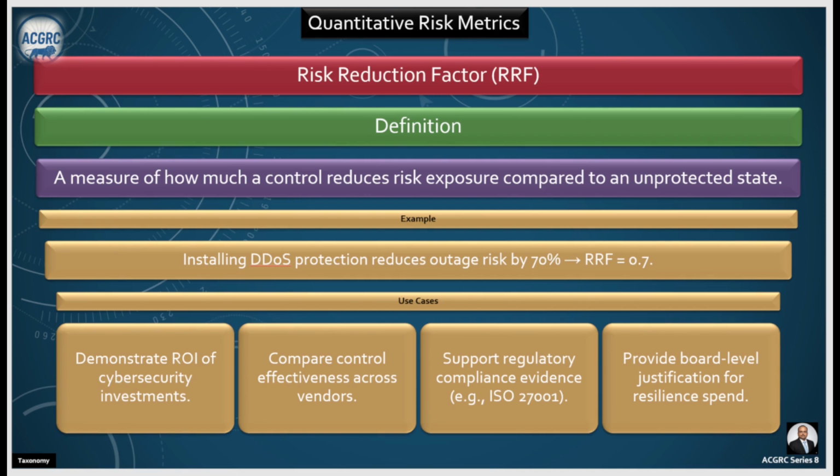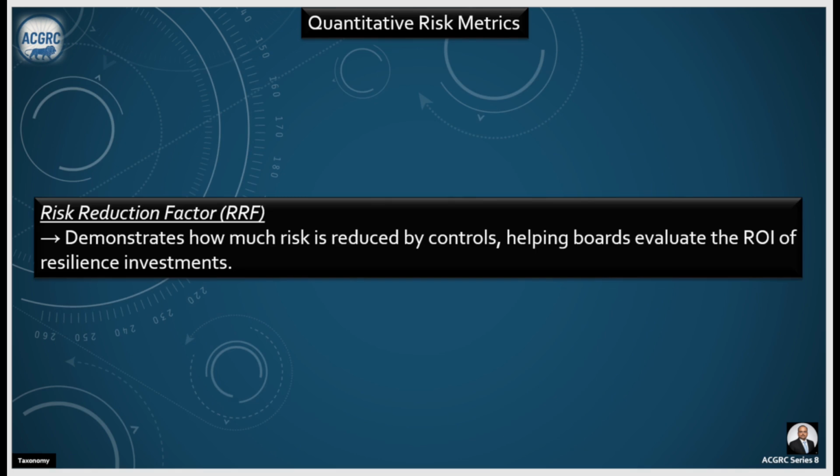RRF is used for demonstrating the return on investment of cybersecurity investment. It is used for comparing control effectiveness across vendors. It helps support regulatory compliance evidence and helps provide board level justification for resilience spending. So, risk reduction factor demonstrates how much risk is reduced by controls, helping boards evaluate the return on investment of resilience related investments.